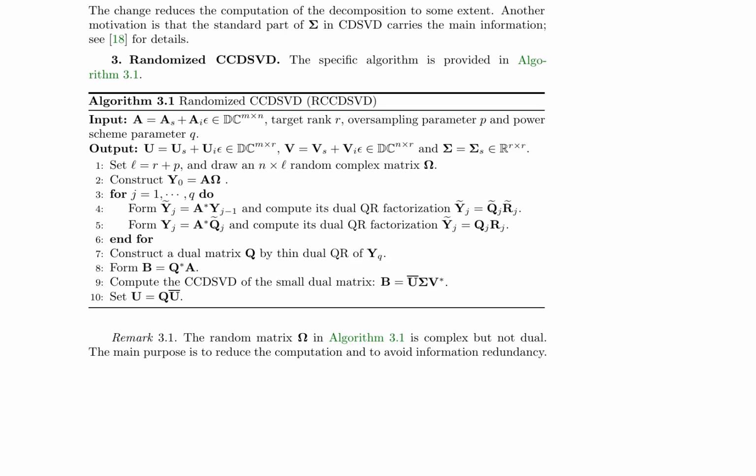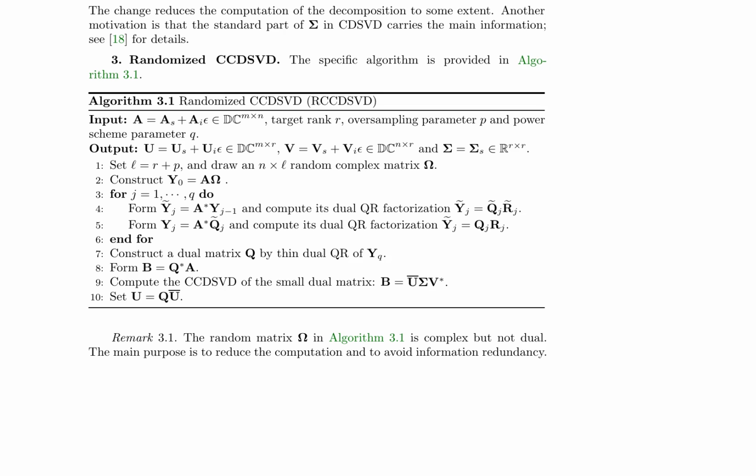Furthermore, a randomized version of the CCD-SVD algorithm is introduced, based on the concept of randomized matrix decomposition. This algorithm takes as input a matrix A, a target rank R, an oversampling parameter P, and a power scheme parameter Q, and outputs the matrices U, V, and sigma.